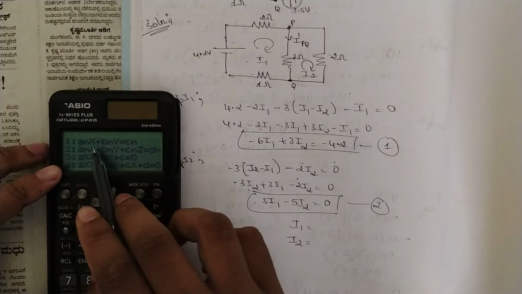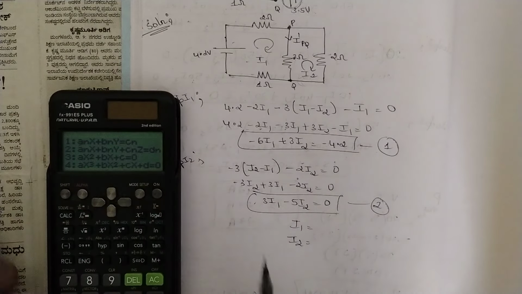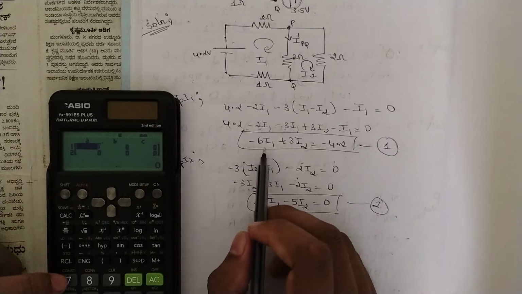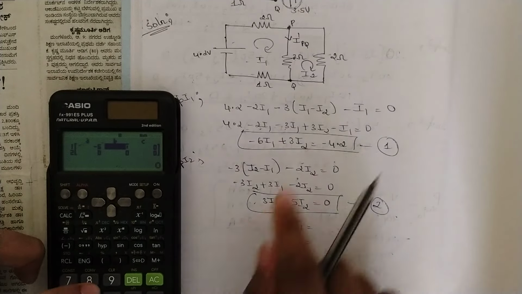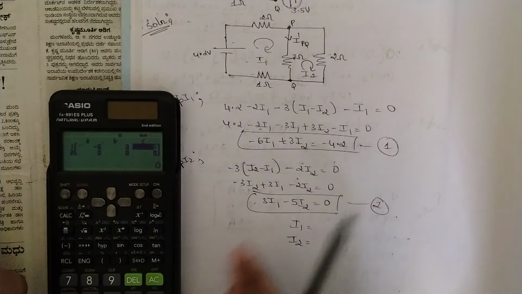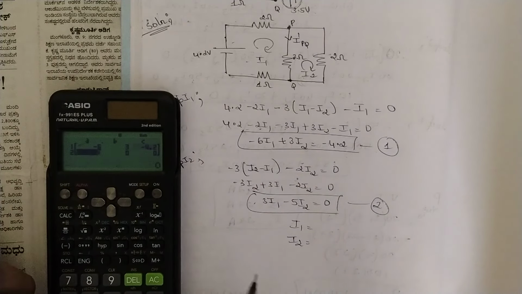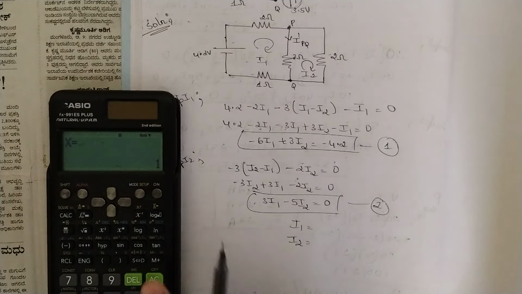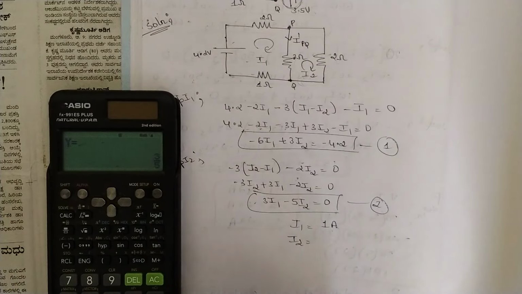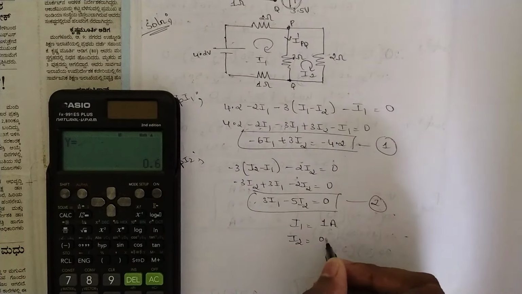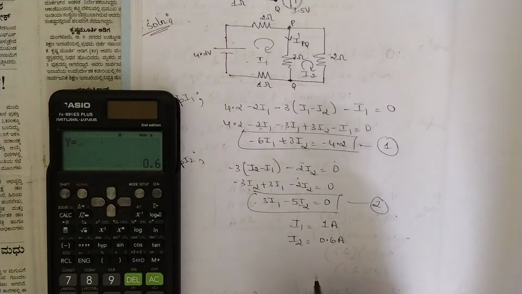Then press AnX plus BnY equal to Cn, that is 1, and fill the coefficients starting from the I1 coefficient, that is minus 6, 3, minus 4.2, 3, minus 5, 0. So this is the first current, that is the value is 1 ampere, and the second current value is 0.6 ampere.